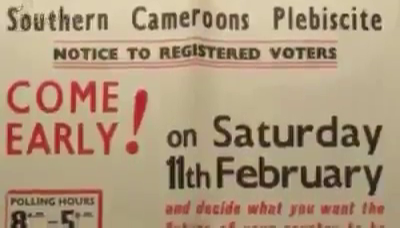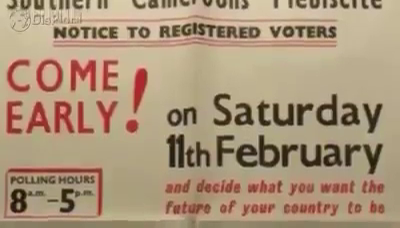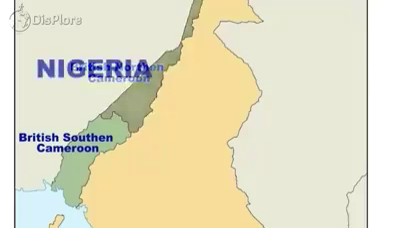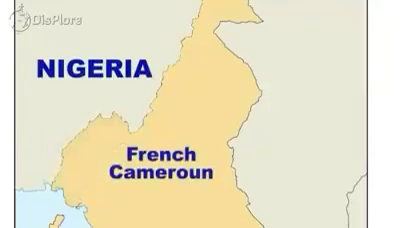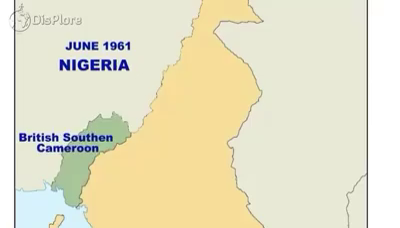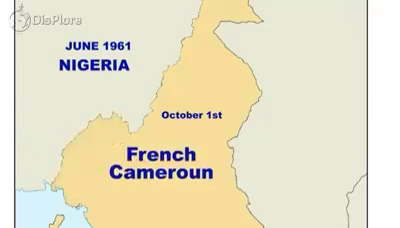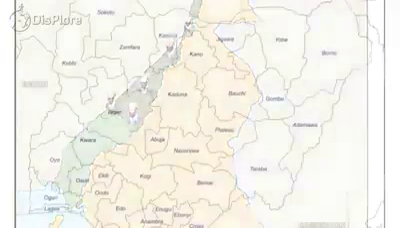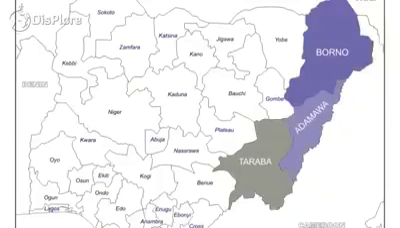During the plebiscite, which took place on the 11th of February 1961, British Northern Cameroon, which had already been integrated in Nigeria, massively voted to join Nigeria, while British Southern Cameroon reluctantly voted to join French Cameroon. Northern Cameroon eventually joined Nigeria in June 1961, while Southern Cameroon joined French Cameroon on October 1st. Northern Cameroon, which was predominantly Muslim, formed part of today's Borno, Adamawa and Taraba states of Nigeria.